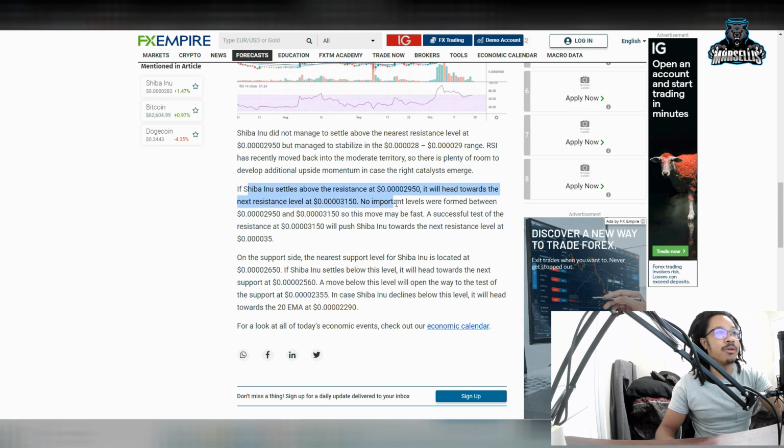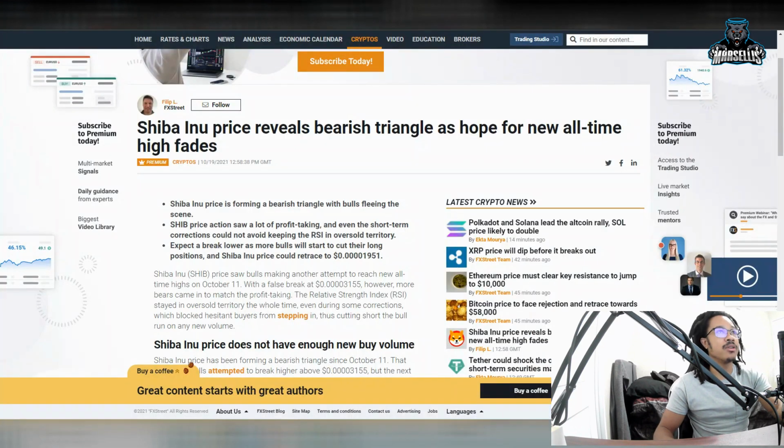If Shiba Inu sells above the resistance at 29.50, it will head towards the next resistance level at 31.50, and then 29.50 to 31.50. That's going to be a big jump, eventually leading us to this resistance level of 35, which is 0.00035. So on the support side, if Shiba Inu breaks the 28, the 0.00028 area, then it's going to eventually lead us to 26.50, which then will eventually lead us to 25.60, then 23.55, then eventually down to the 20 EMA at 22.90. So that's what we could see possibly here in Shiba Inu.